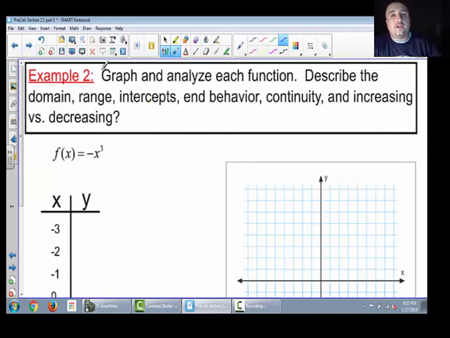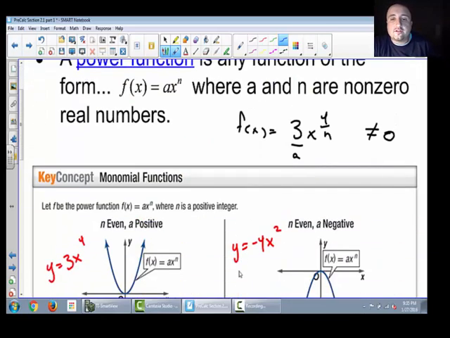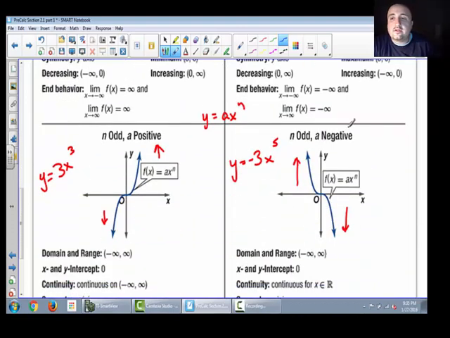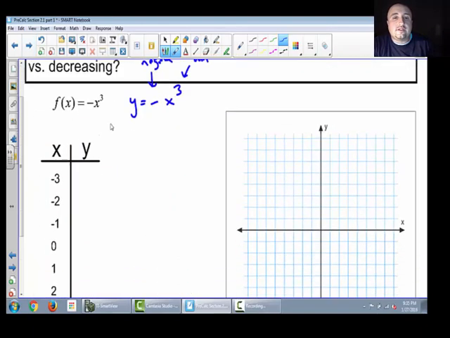This one is y equals negative x to the third. This one's a little bit easier to do. So our a is negative and our n is odd. Let's find that on the chart. A is negative, n is odd. So it should look similar to this one. All right, let's see what we get here.